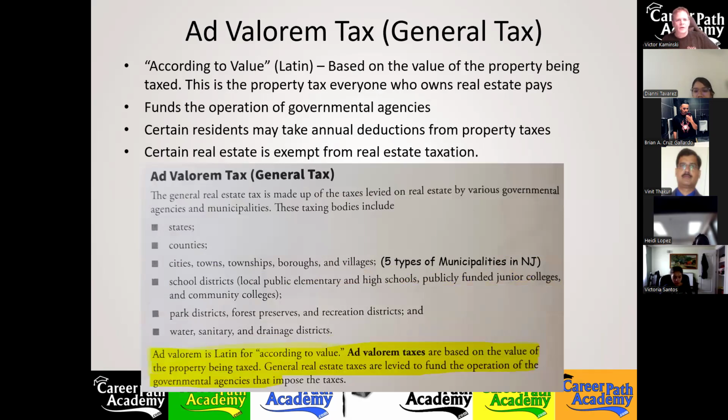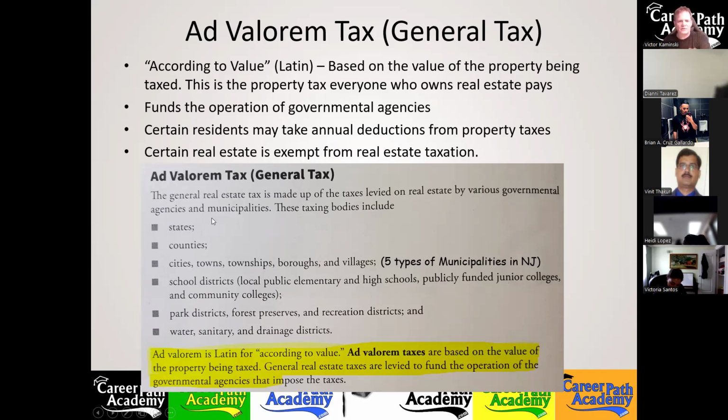I'm good. Got it. All right, so the ad valorem tax, that's the general real estate tax. In Latin, it means according to value. It's based on the value of the property being taxed. So this is the property tax everyone who owns real estate pays. It funds the operation of governmental agencies. Certain residents may take annual deductions from the property taxes, and certain real estate is exempt from real estate taxation.